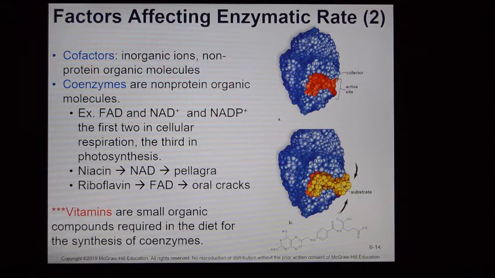Vitamins are key contributors to the formation of coenzymes and cofactors. Vitamins are the forebearer molecules. Vitamins are big old honking organic molecules that can then be used to make something like a coenzyme, which is why we say eat your vitamins and minerals.